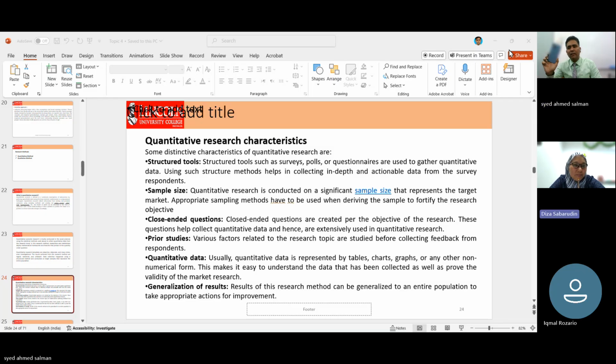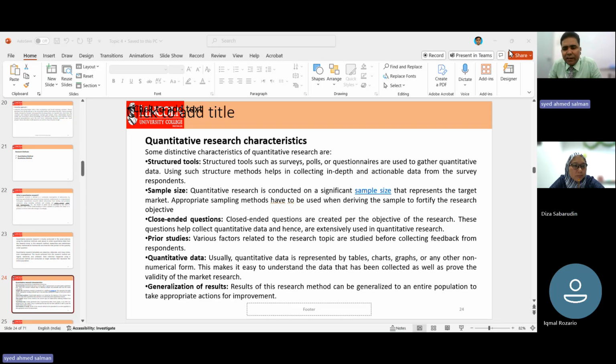Neutral, disagree, or strongly disagree. So you are going to choose among these five options, or among these seven options, or among the 10 options.